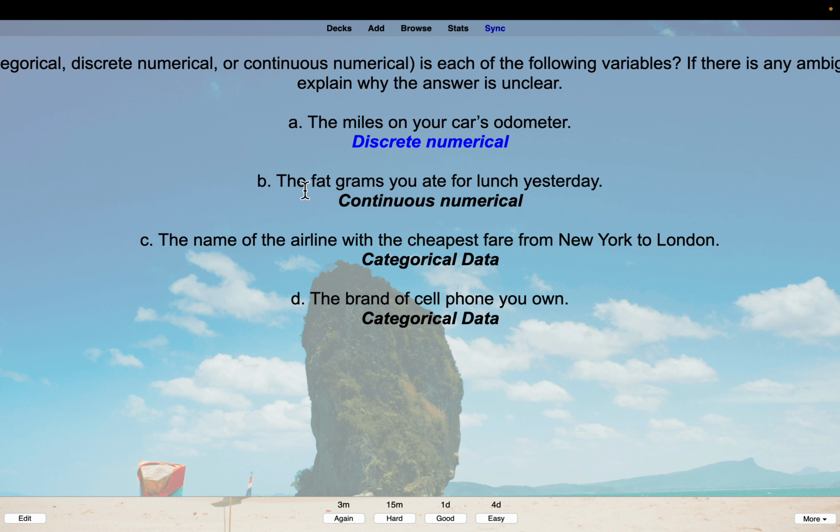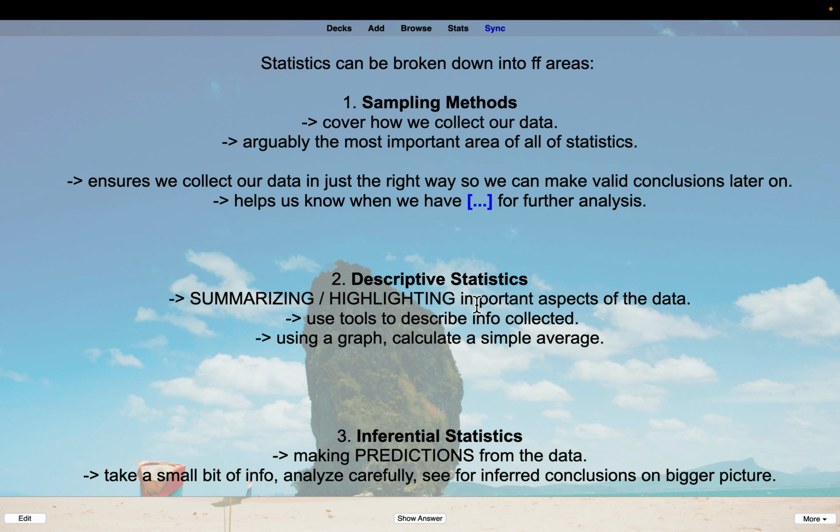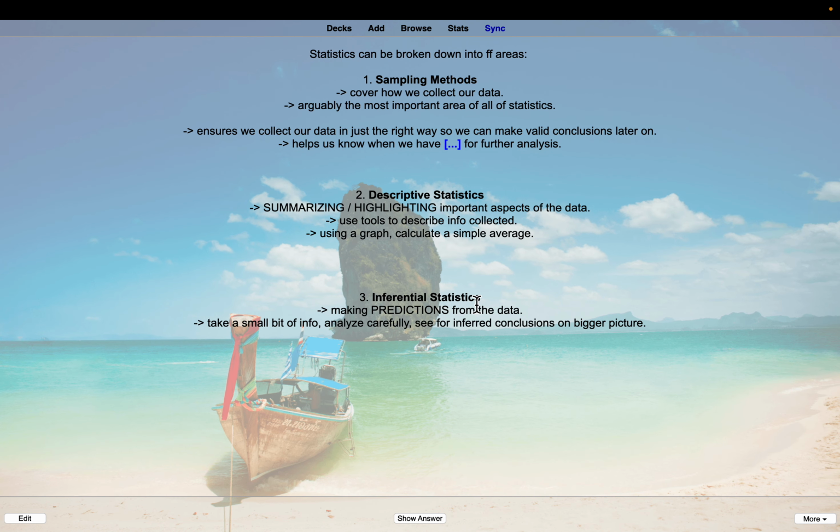Letter B, the fat grams you ate for lunch yesterday is continuous numerical. We're talking about measurement, so grams. There can never be negative grams. The name of the airline with the cheapest fare from NYC to London, categorical data. We're talking about the name of an airline. The brand of a cell phone you own is also categorical data. Nominal, in a way.